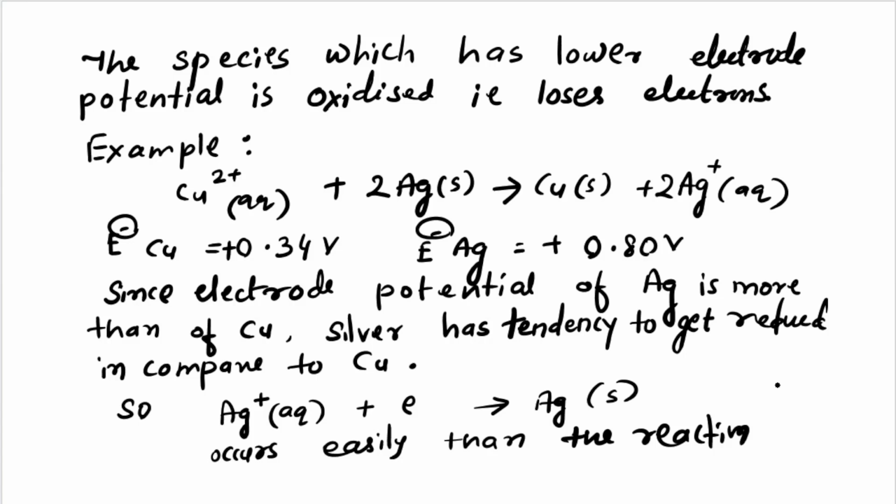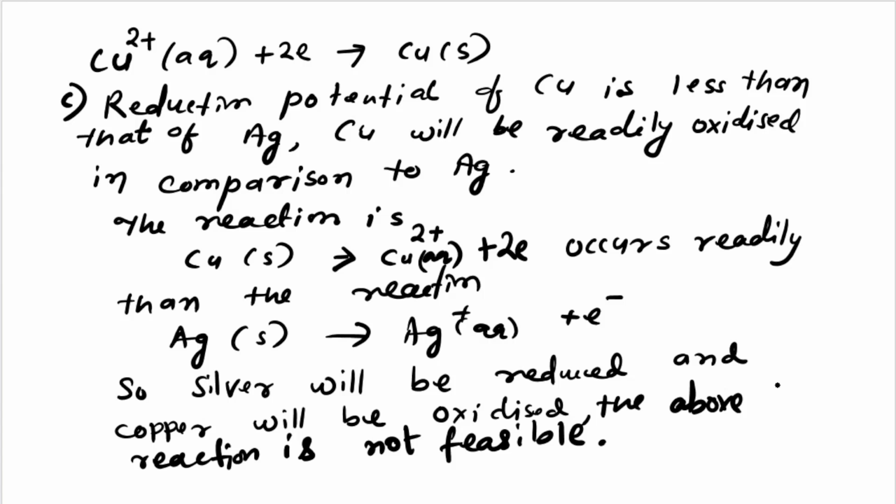it has a tendency to get reduced compared to copper, because silver has the higher value. Reduced means it should accept electrons easily. So when you compare Cu2+ and Ag+, Ag+ acts as the cathode, and Cu2+ acts as the anode. The reduction potential of copper is less than silver, so Cu will be readily oxidized in comparison to silver. Cu loses electrons and silver gains electrons. Copper loses electrons more easily than silver.